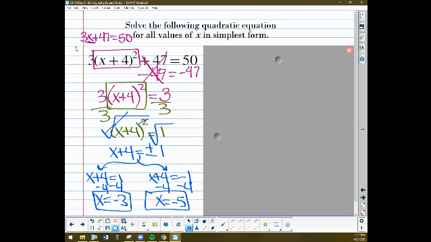All right, I know that was a long lesson, but I just wanted you to see as many examples as possible, and you should be ready to do the Delta Math assignment.